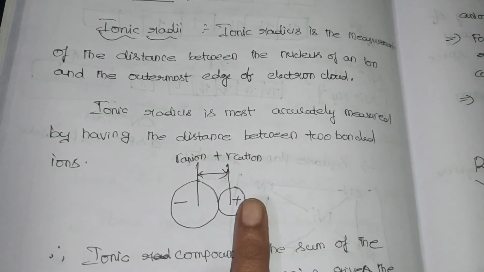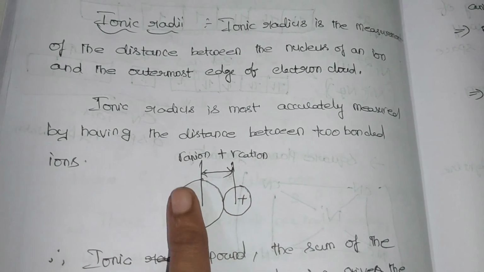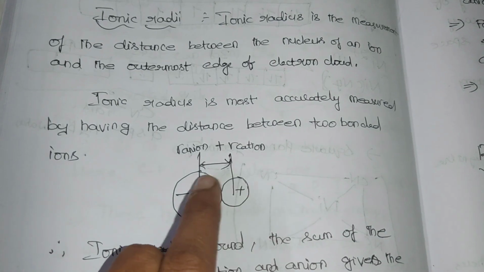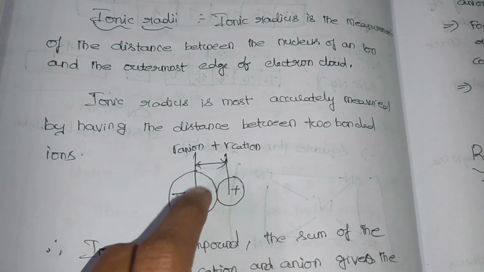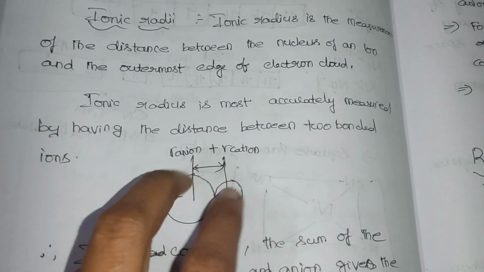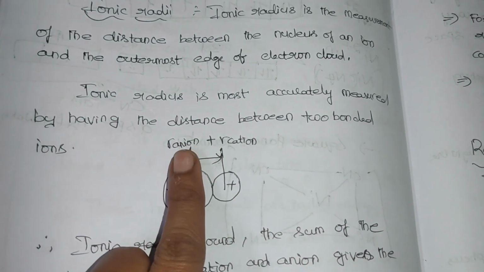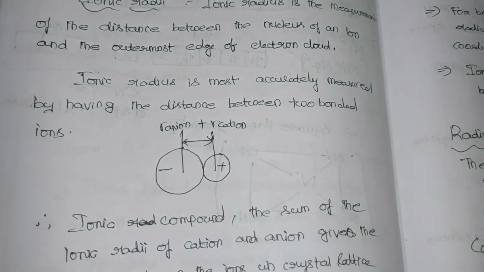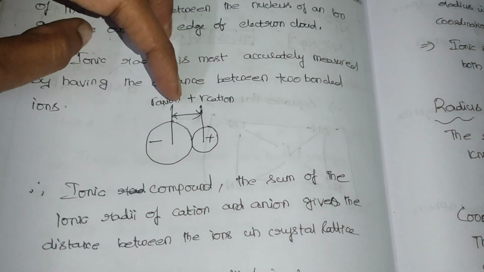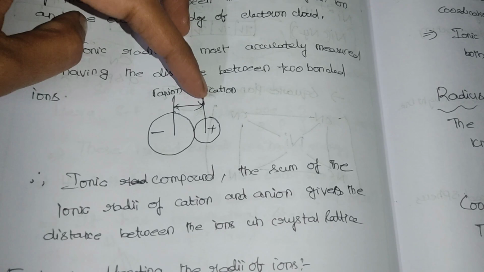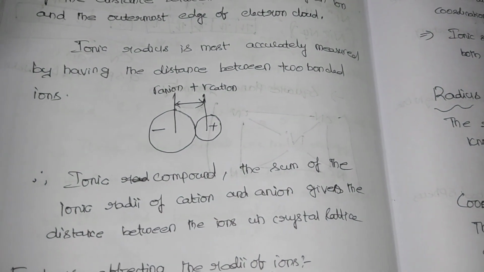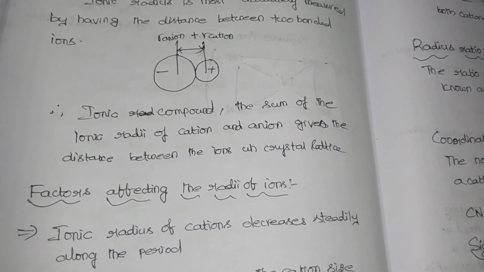When we take two bonded ions, like a cation and an anion, the distance between the two bonded ions is nothing but the ionic radius. So we can say radius of anion plus radius of cation is equal to the ionic radius. In ionic compounds, the sum of the ionic radii of cation and anion gives the distance between the ions in the crystal lattice. Then what are the factors affecting the radii of ions?